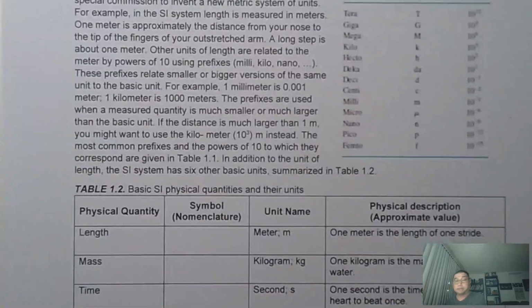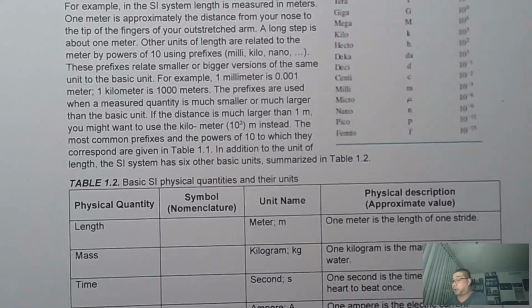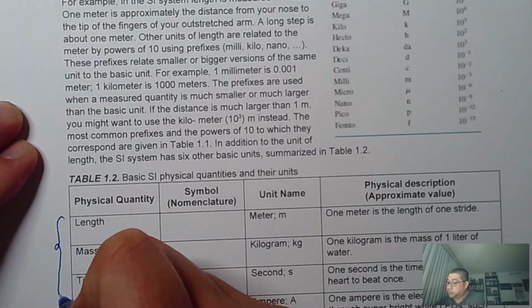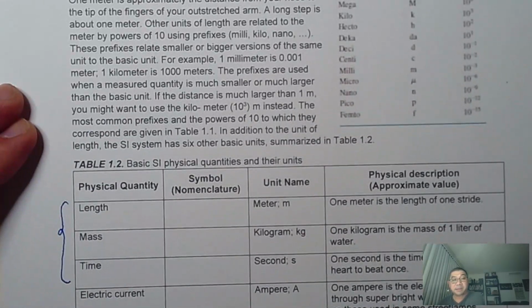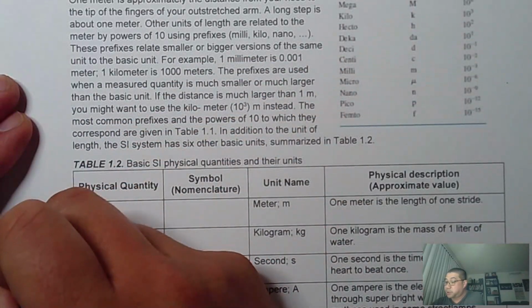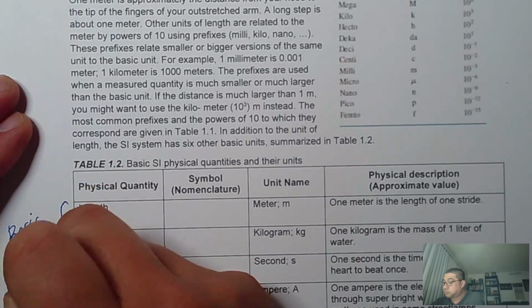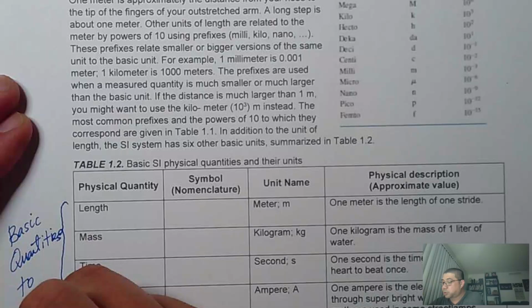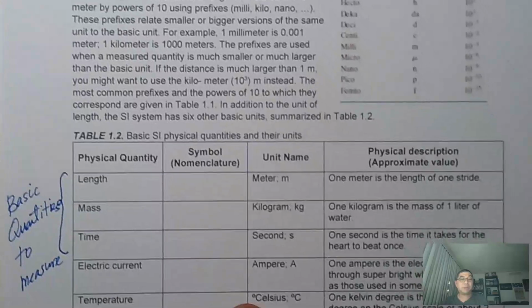Now, length. So there are three basic measurements, and the three basic measurements are specifically mentioned here. First one is length, followed by mass, and then lastly is time. So let me just write it down. Basic quantities to measure. Okay, so these are the things that we measure, basic quantities that we measure.